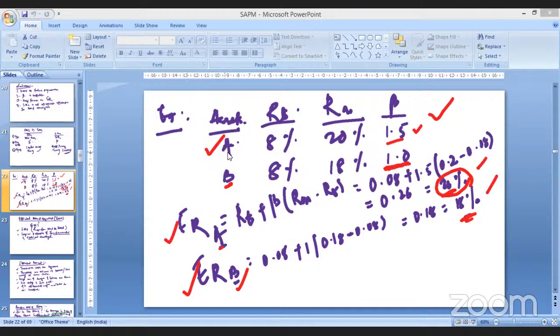Now we are going to find out the expected rate of return for asset A, that means security A, and security B. So in order to determine the expected rate of return for A, what is the model? RF plus beta into RM minus RF. RM minus RF is the premium.